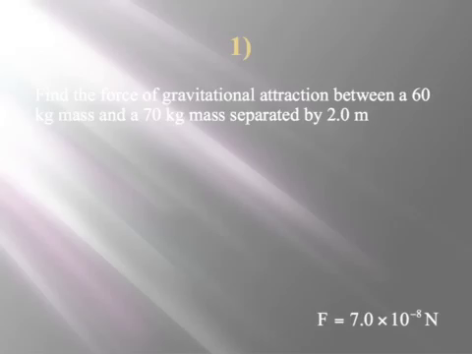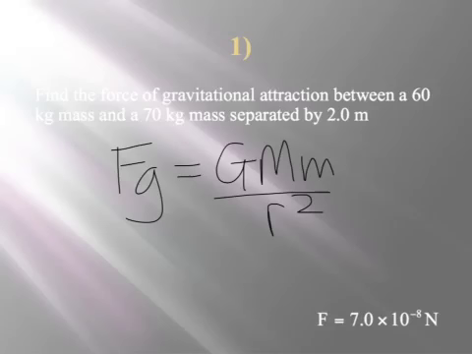Question 1. Find the force of gravitational attraction between a 60 kilogram mass and a 70 kilogram mass separated by 2 meters. To do this we use the standard formula Fg equals G, big G, times the big M times small m, all divided by r squared. And that's the one there.